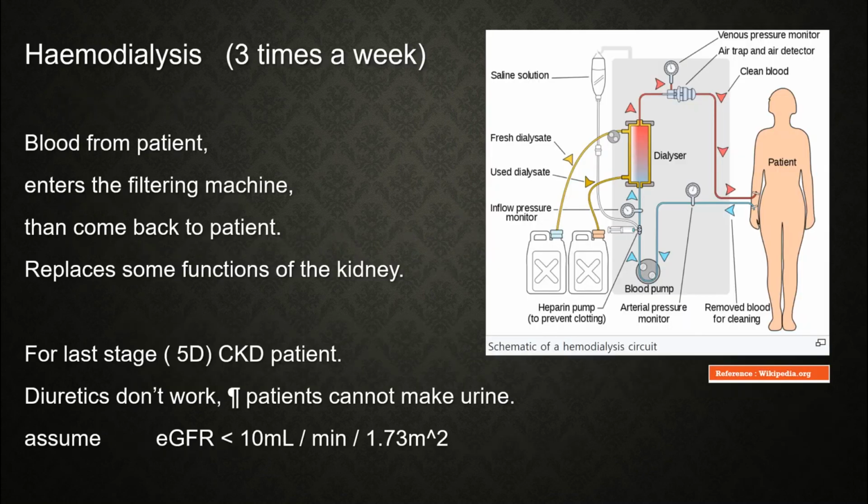Hemodialysis, 3 times a week. The blood is taken from the patient, enters the filtering machine, then comes back to the patient. It replaces some functions of the kidney. For last stage CKD patients, diuretics don't work because the patient cannot make urine. In this case, we assume the patient's eGFR is less than 10 ml per minute.